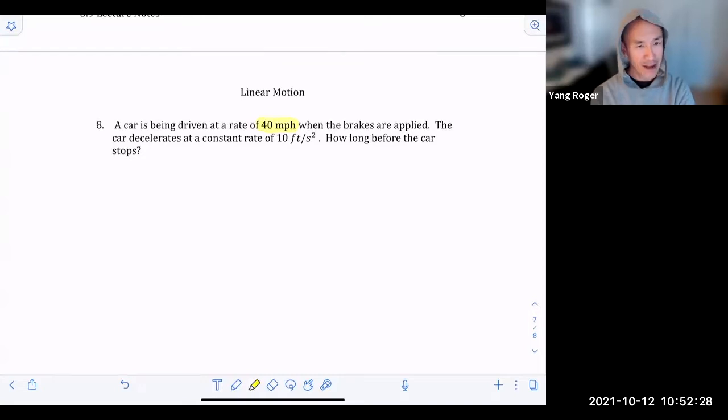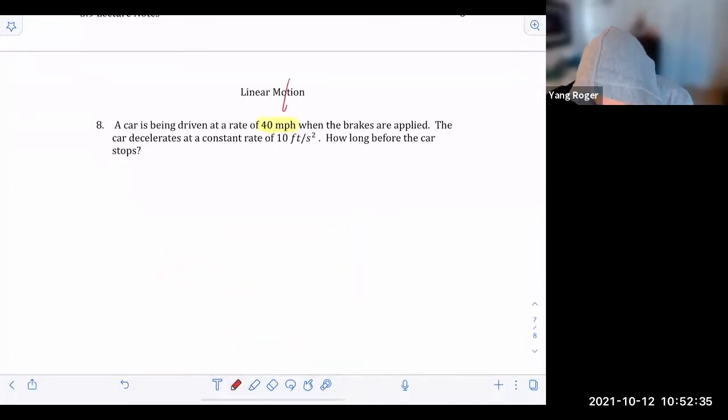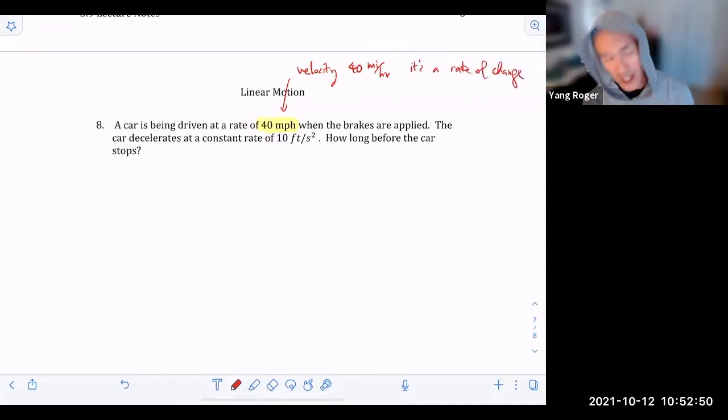The units, miles per hour. Great. So this object here, this is velocity. And it's 40 miles per hour. So when you look at that, that's a rate of change. Acceleration is also a rate of change, but it would have different units. It would be miles per hour squared. So we know it's not acceleration, it's velocity. Are there any questions about that, first of all?